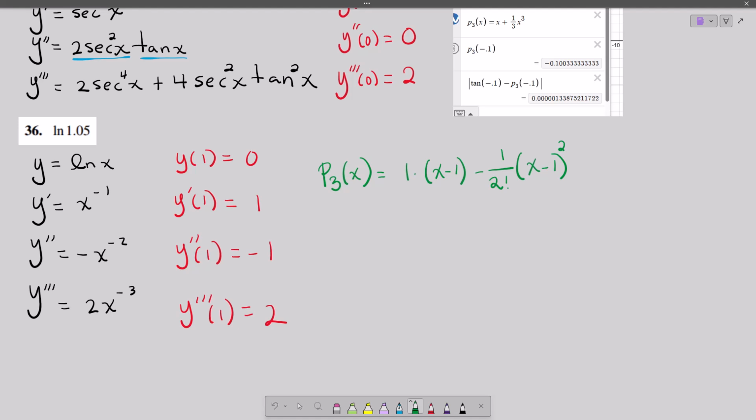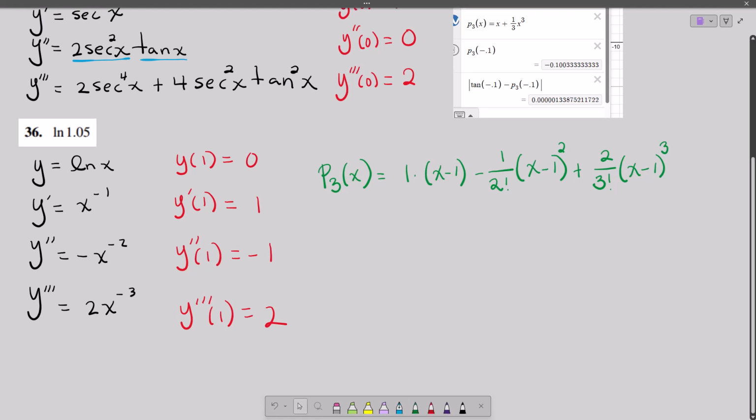And now to get to our best cubic approximation, we're going to add the 2, but we have to divide by 3 factorial. And then we have x minus 1 cubed. So that is our best cubic approximation. Yeah? So the third derivative, 1/2? No, because you multiply. So this negative 2 gets multiplied by the negative 1 to make it positive 2, and then we subtract 1 from negative 2 to get negative 3.